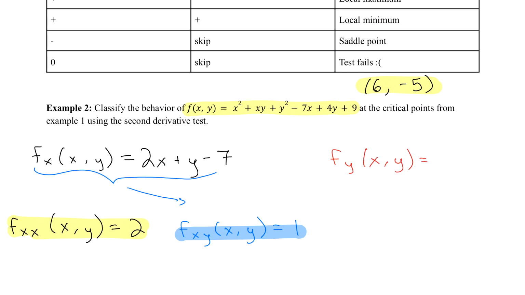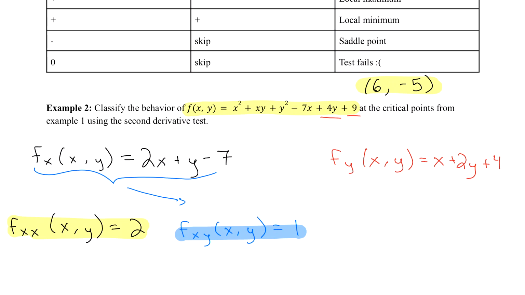So the derivative of x squared with respect to y would just be 0. It's a constant. Derivative of x times y would be x times 1, or simply just x. Derivative of y squared with respect to y would be plus 2y. Negative 7x is a constant with respect to y, so its derivative is 0. 4y, its derivative would be plus 4. And then 9 is a constant, so its derivative is 0. So here's my first order partial derivative.